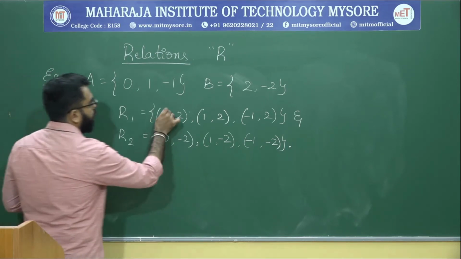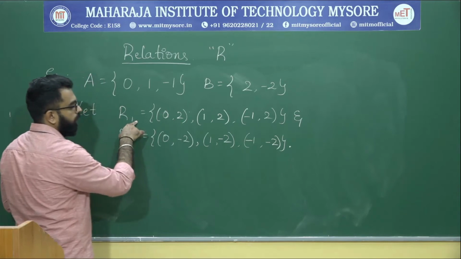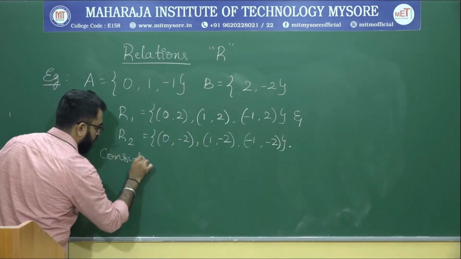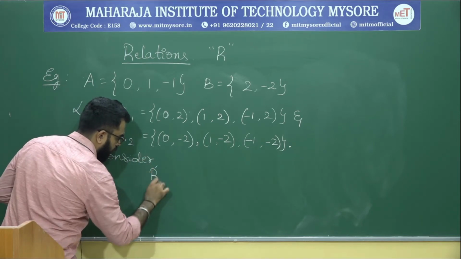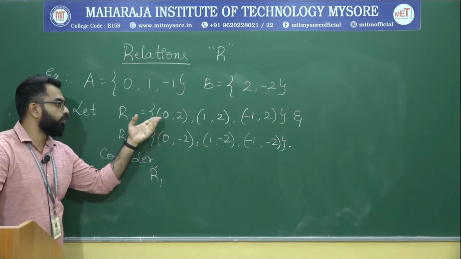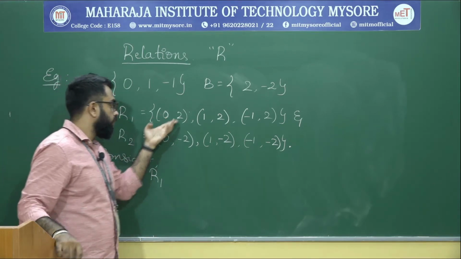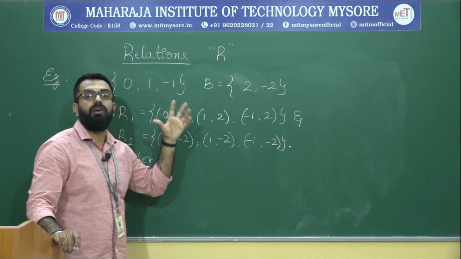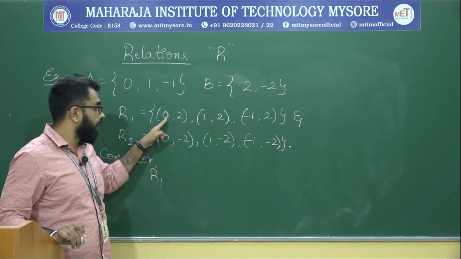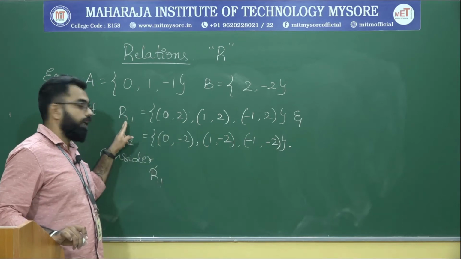If you observe this particular R1, consider R1. Can you observe what the relation between 0 and 2, that is A and B, is? We have already said in the definition that A is related to B by R.